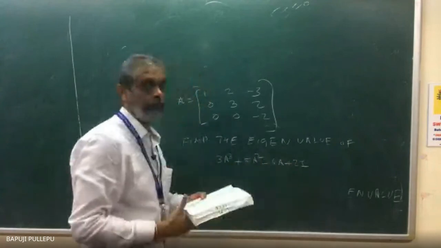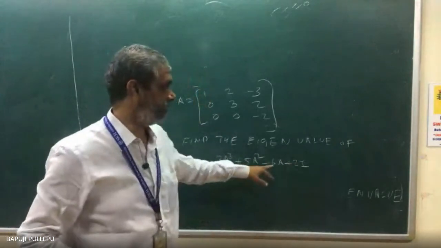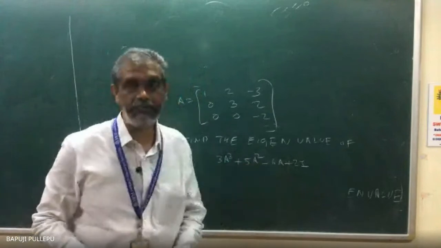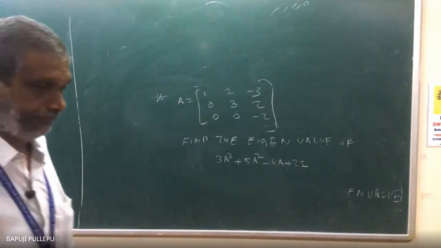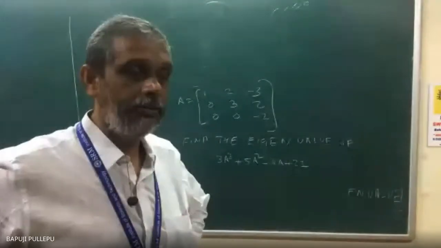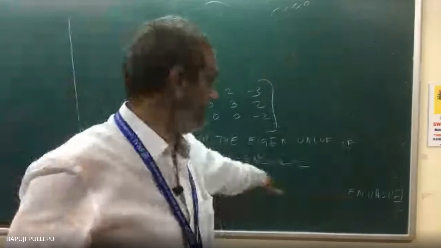I need the total output. First find the eigenvalues of A, A square, and A cube, and all have 3 eigenvalues. Now, the eigenvalues of A are 1, 3, minus 2, 3, minus 1, minus 2. A square: 1, 9, 4. A cube: 1, 27, 27, 8, minus 8. I need 3 numbers for this equation's eigenvalues.